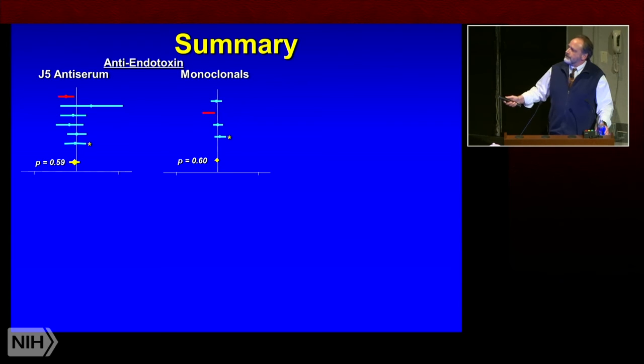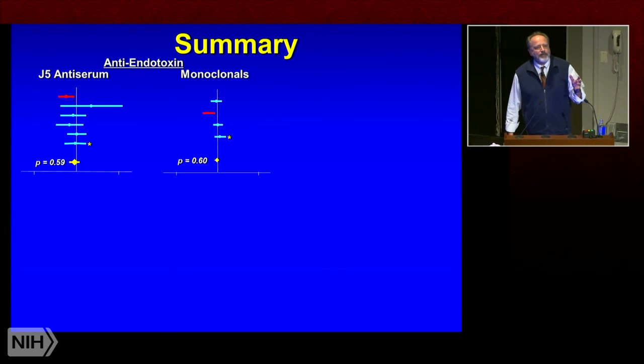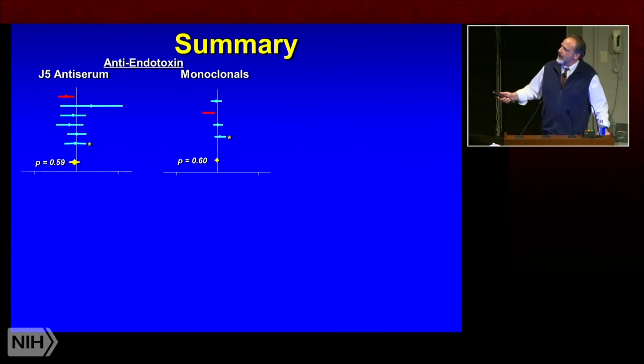They also tried a monoclonal antibody against endotoxin. Again, published in the New England Journal, a significant beneficial effect. You can see subsequent trials and an earlier trial couldn't reproduce this effect. When you combine all the blue ones, there's a p-value of 0.6, which couldn't reproduce the red one that was significantly beneficial. And here, 0.59.